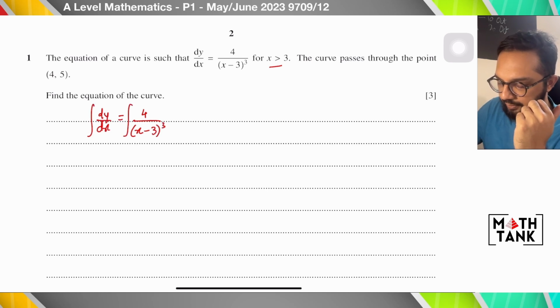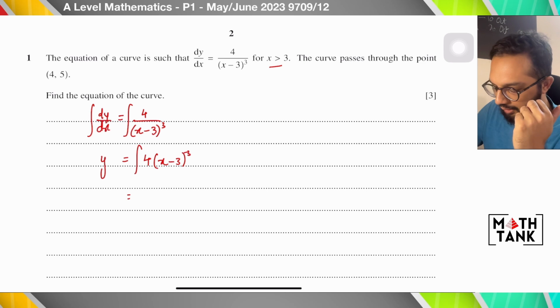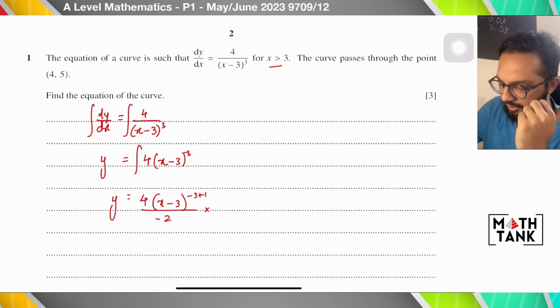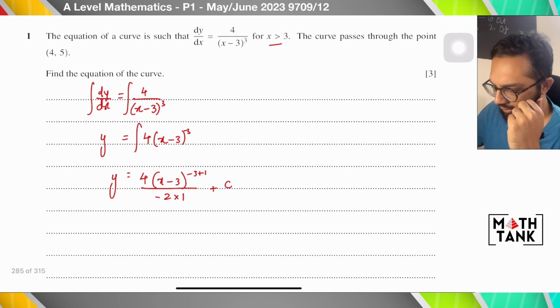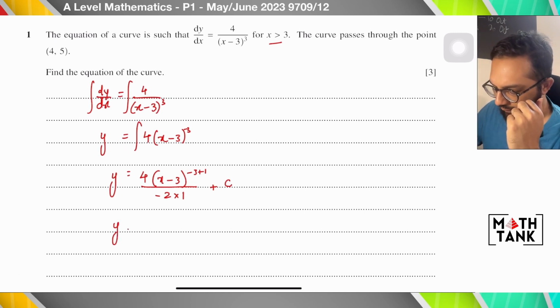To integrate, I have to bring this into the numerator, power minus 3. Then integrating gives me 4 times (x minus 3) power minus 3 plus 1, divided by minus 2 into 1, the differential of the bracket, plus c. So I have minus 2 over (x minus 3) squared plus c.